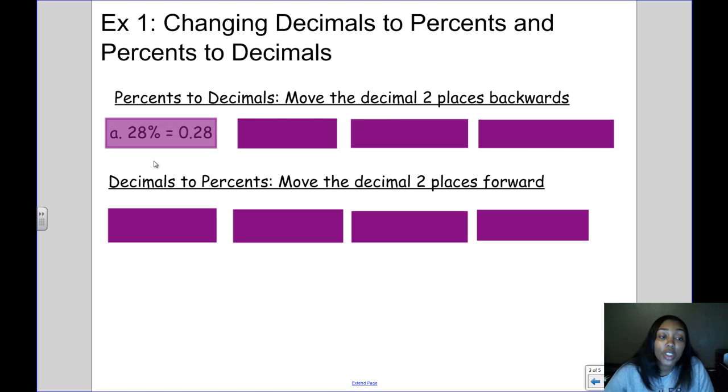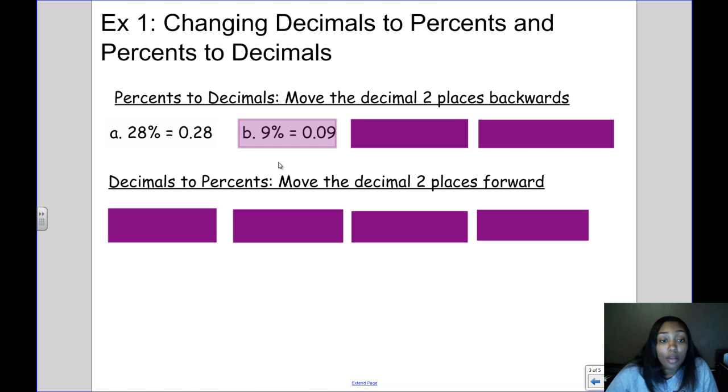So here's our first example, and we have 28%. Well, in order for us to change 28% to a decimal, we're going to cross out the percent sign and then move the decimal back 2 places, which will give us 0.28. So 28% would be 28 hundredths. Then part B says that we have 9%. Again, we have to move the decimal 2 places backwards, which would be 9 hundredths.